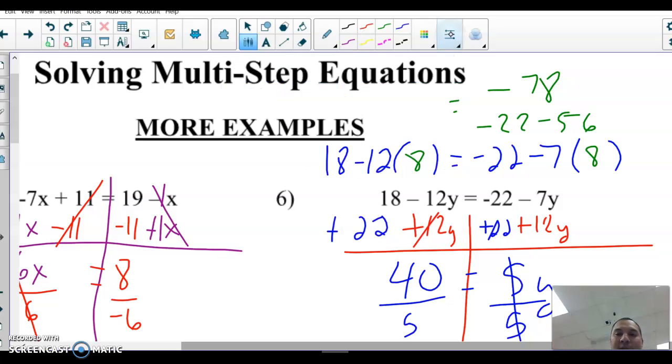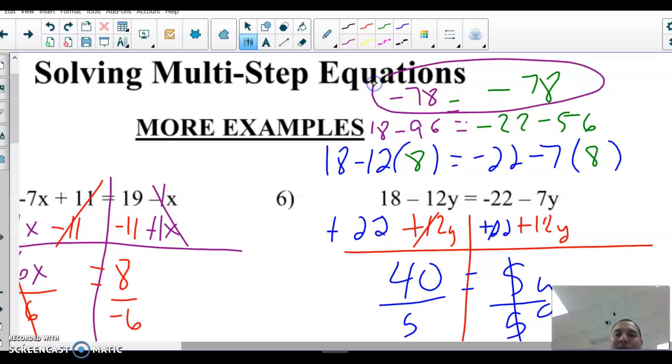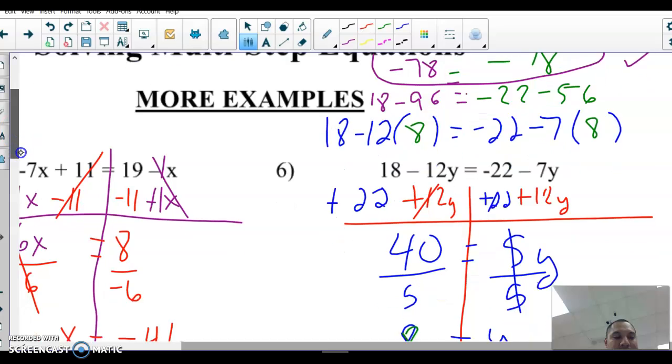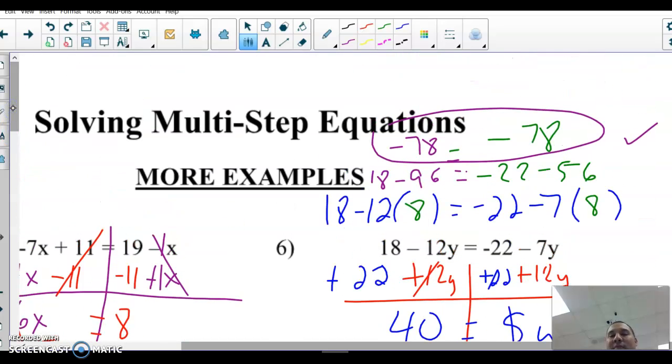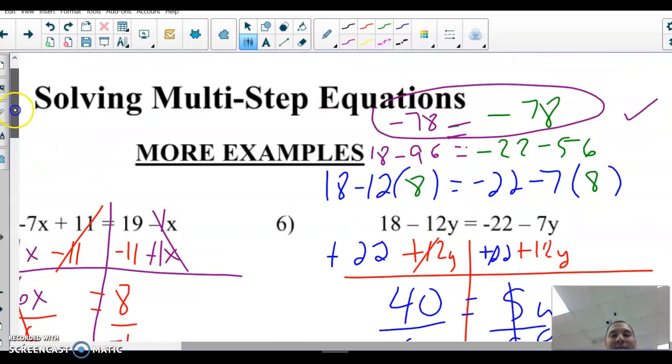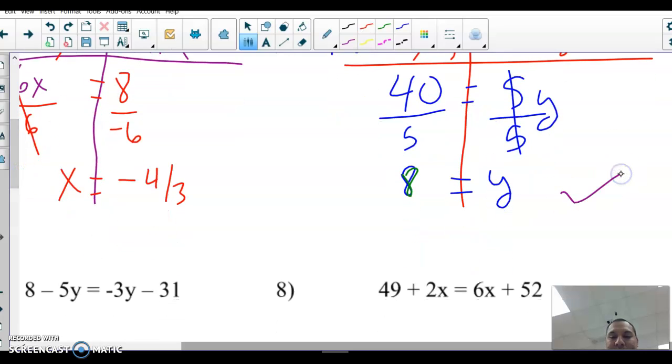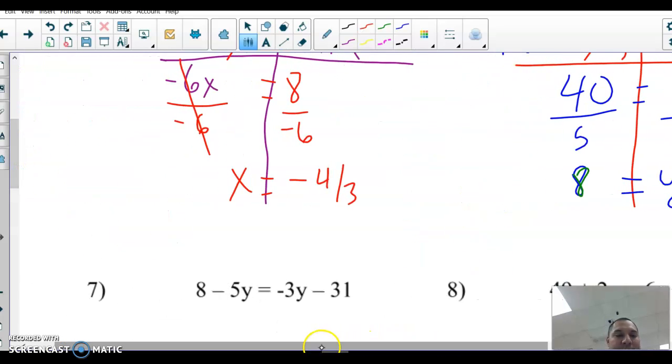Let's make sure we get the same result on the other side. We're going to get 18 take away 96. And 18 take away 96 is indeed negative 78. They matched up. So 8 is the answer. We plugged it in and checked the results. They have to match up. Negative 78, negative 78. That checked out. So if you're not sure, plug it in and verify.